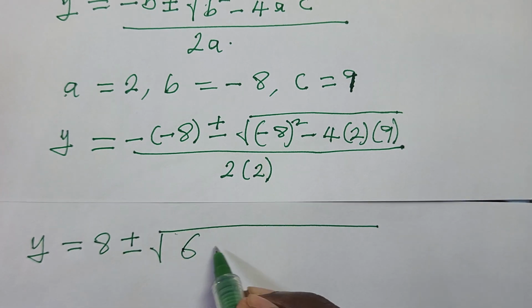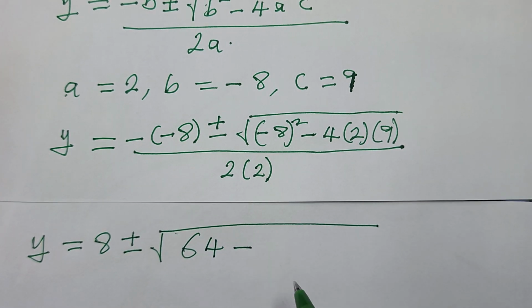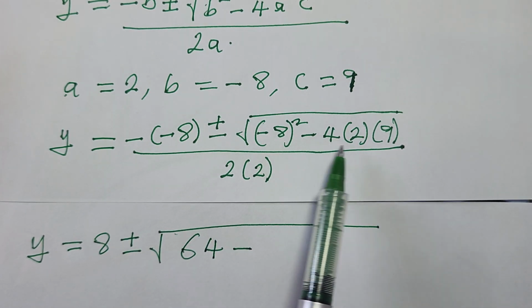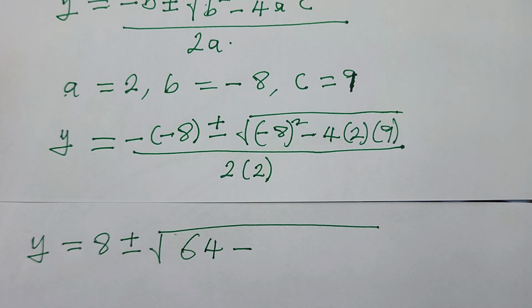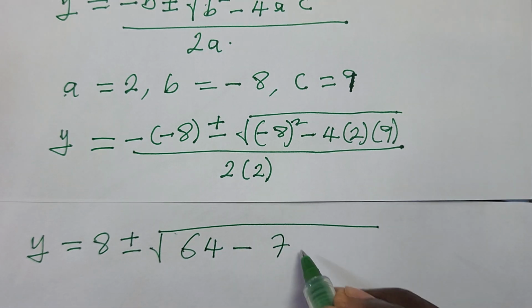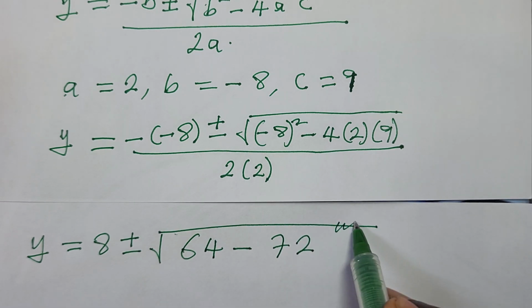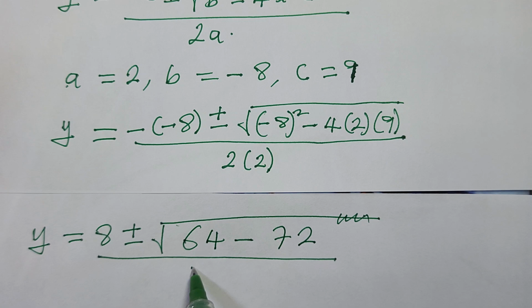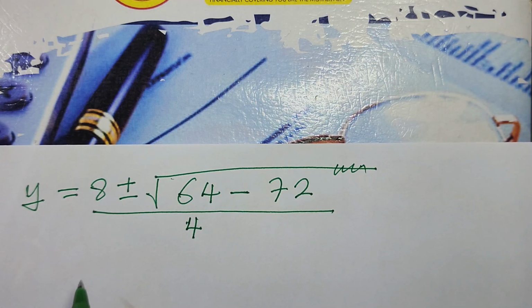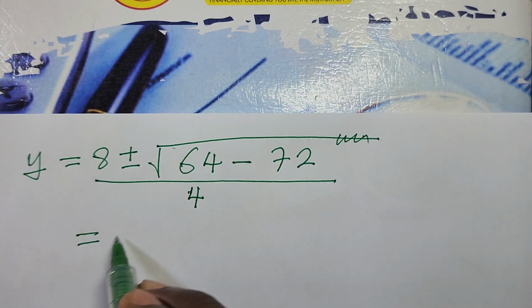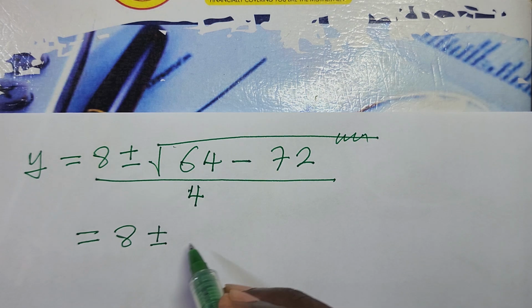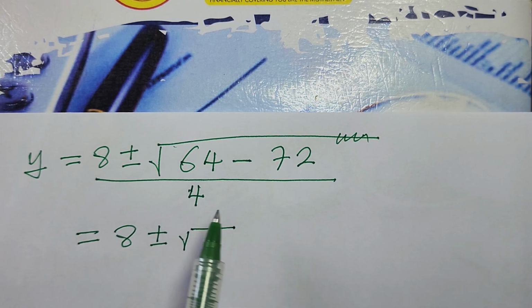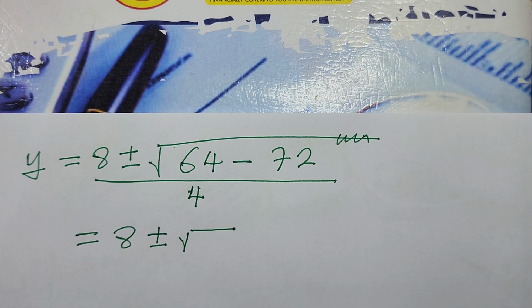So we have here 64. Then minus here 4 times 2 will give us 8, and 8 times 9 will give us 72. So we have 72. Let's go on. So everything here is all over 4. So we can equally do our subtraction here. So we're going to have here 8 plus or minus the square root of 64 minus 72.